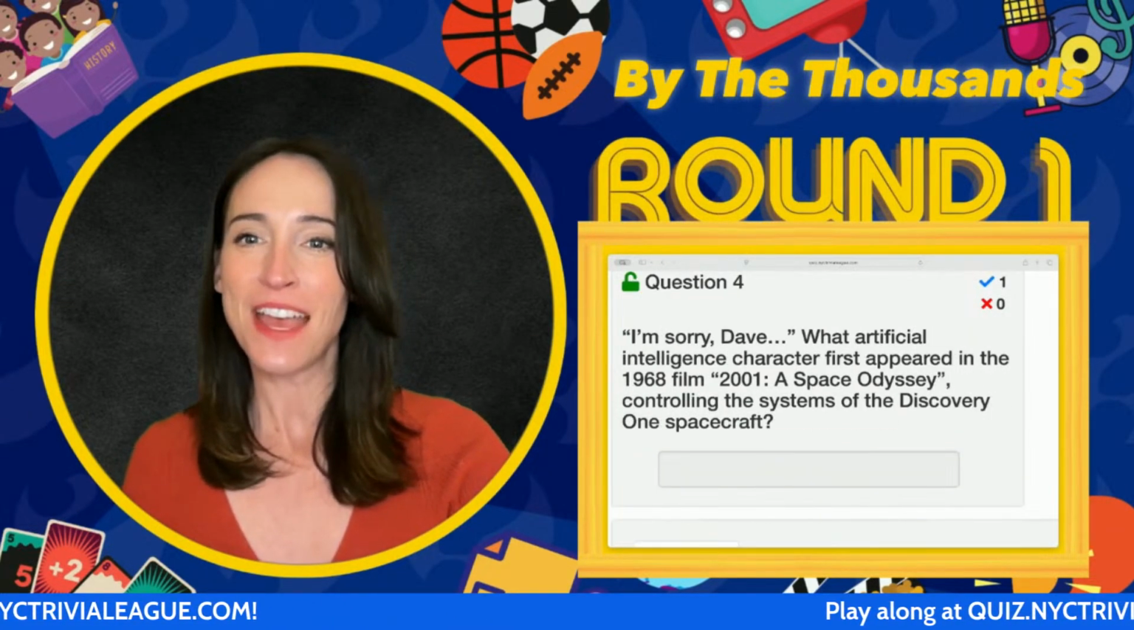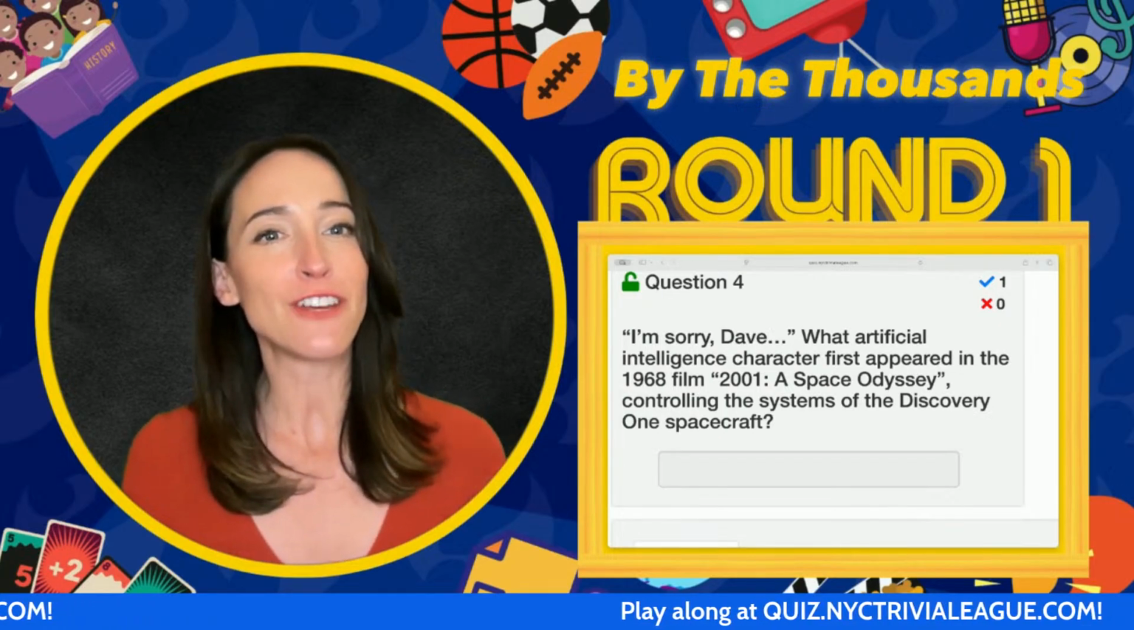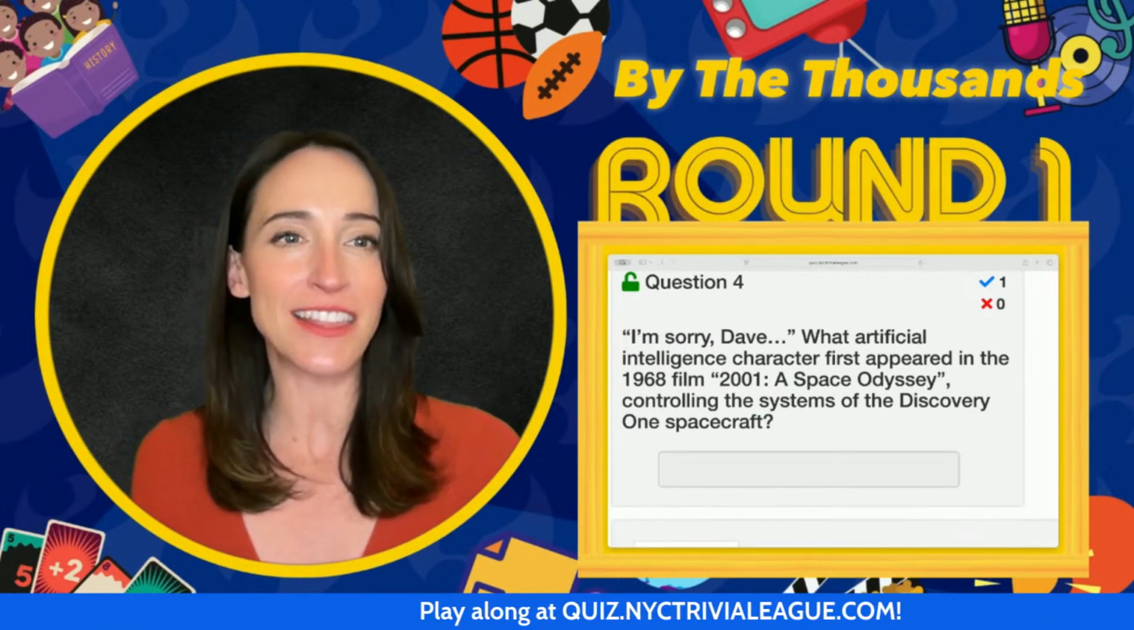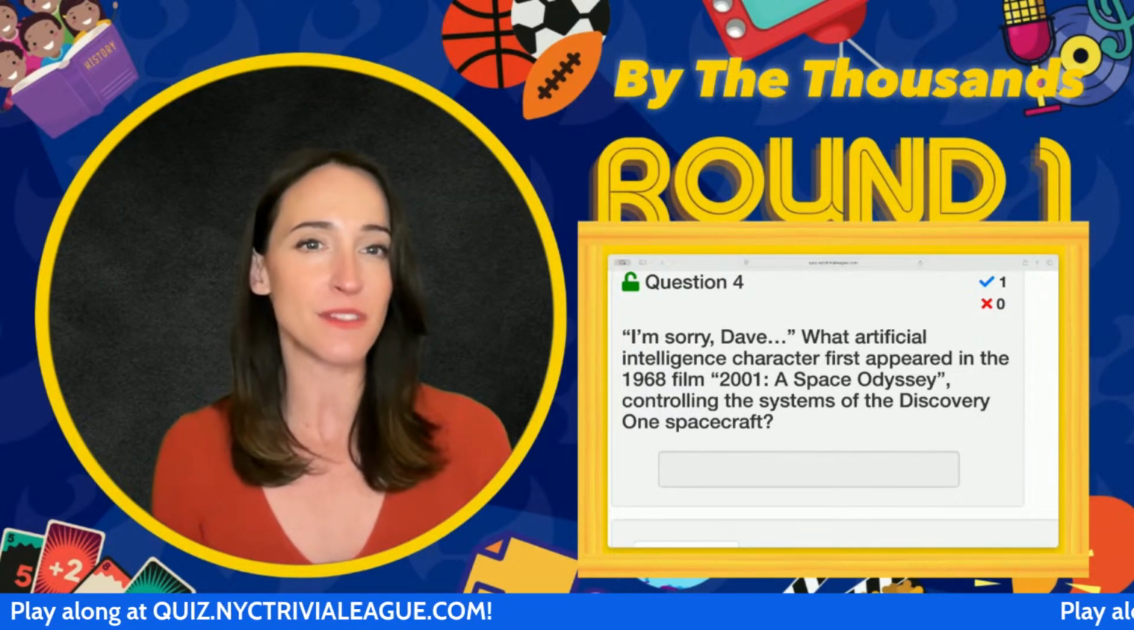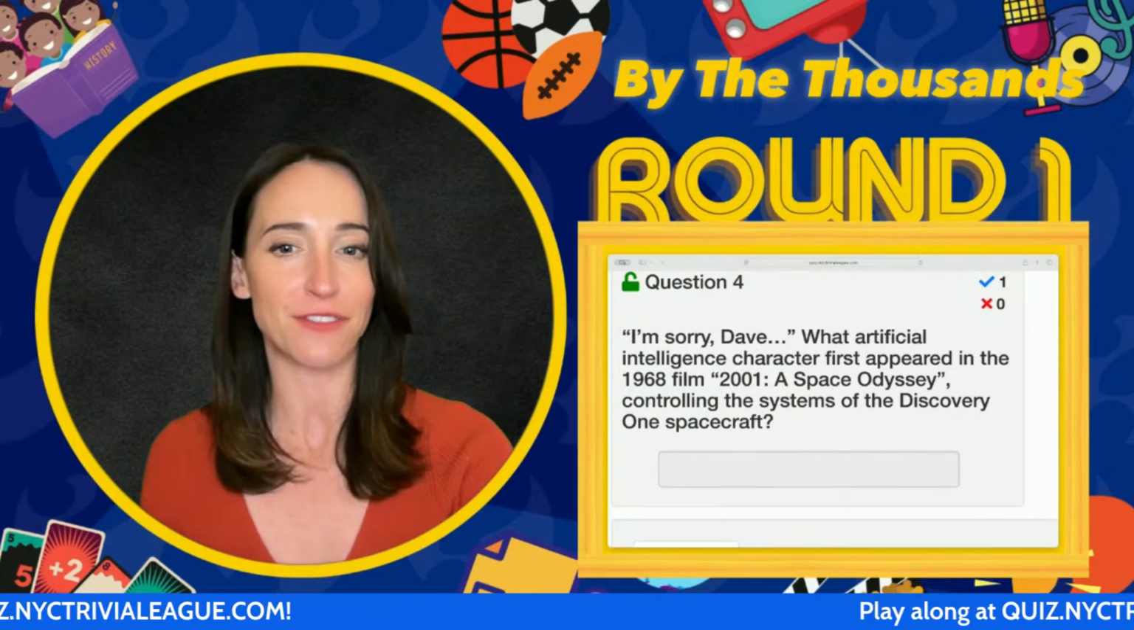Question 4. I'm sorry, Dave. What artificial intelligence character first appeared in the 1968 film 2001: A Space Odyssey, controlling the systems of the Discovery 1 spacecraft?